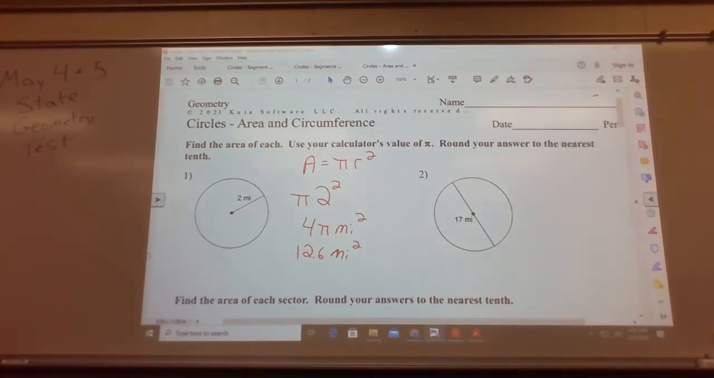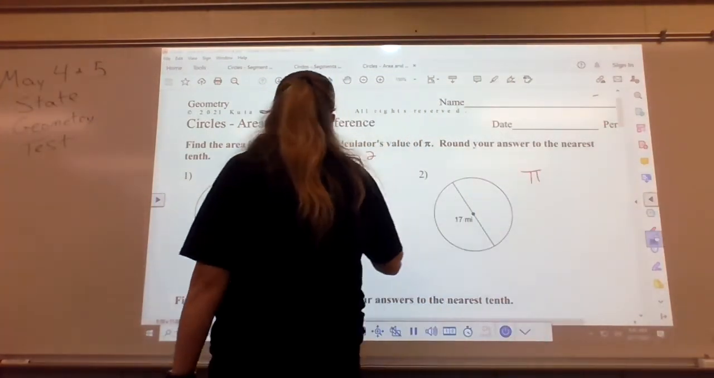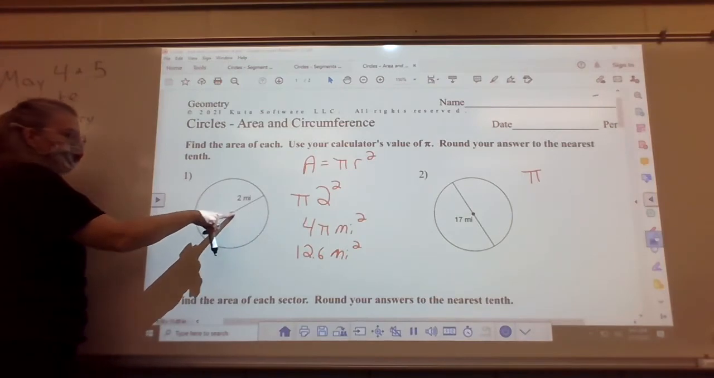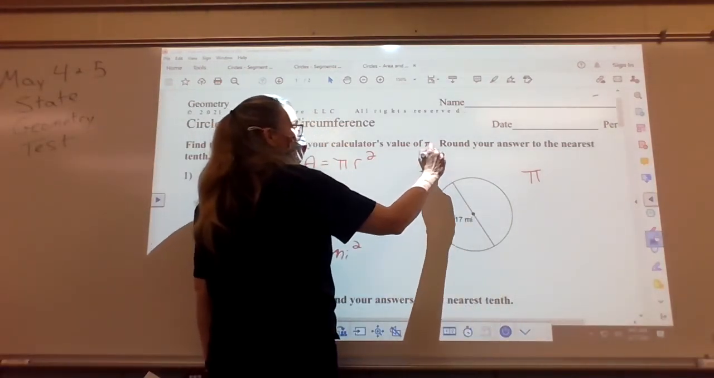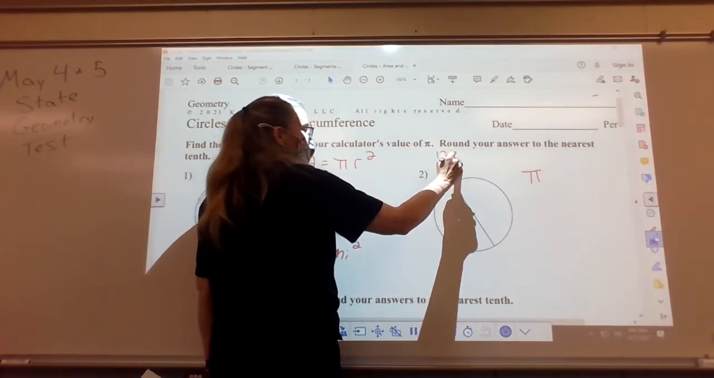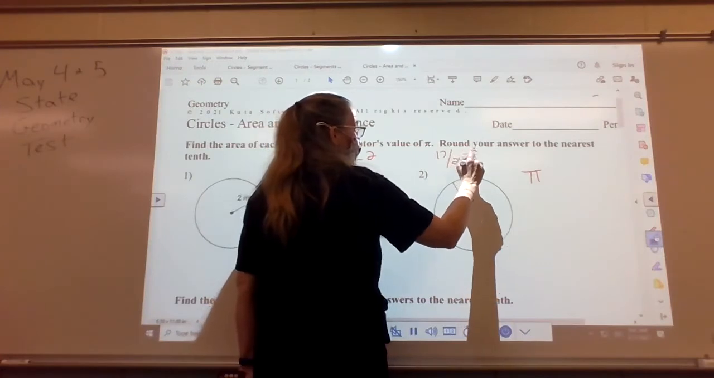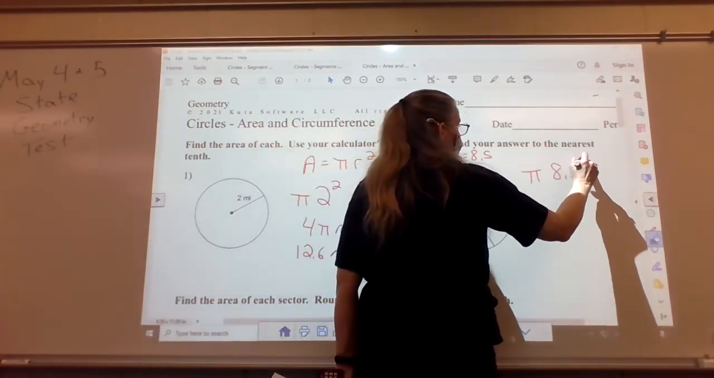So number 2. We're going to leave pi as pi. Be careful. What's the radius? 8.5. Because radius, remember, is only half the way across. I gave you all the way across on this one. So I've got to take 17, divide by 2 to get half the way across, which is 8.5. So then my radius is 8.5 squared.